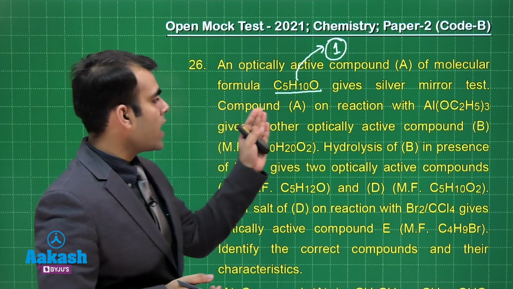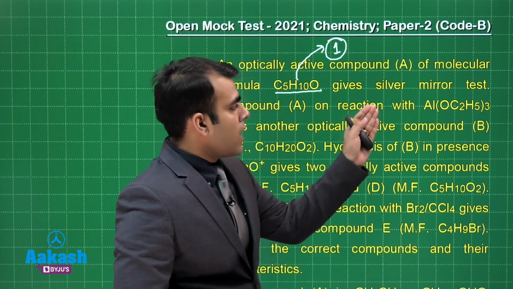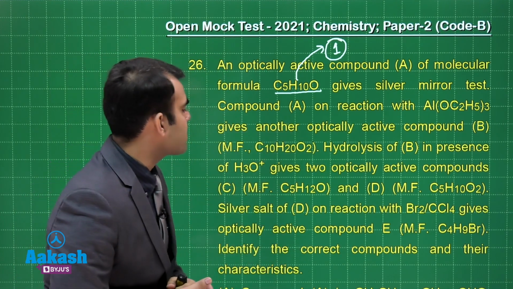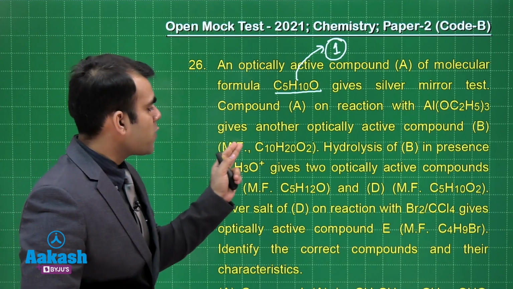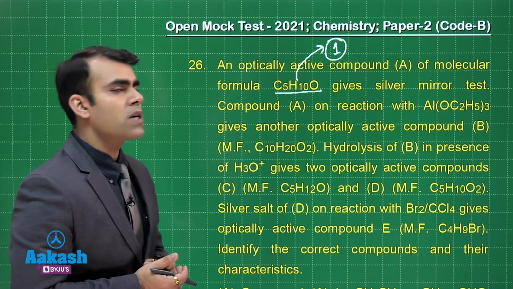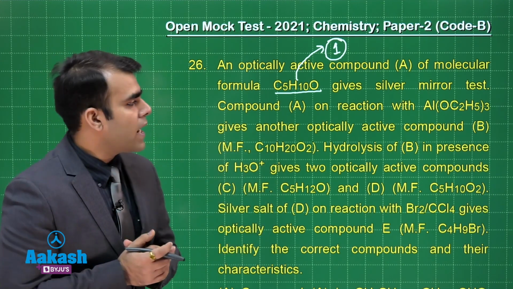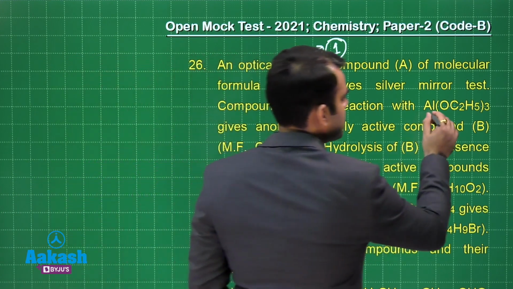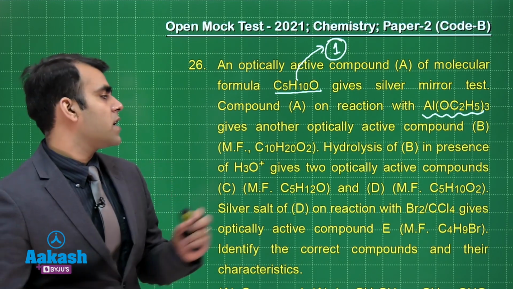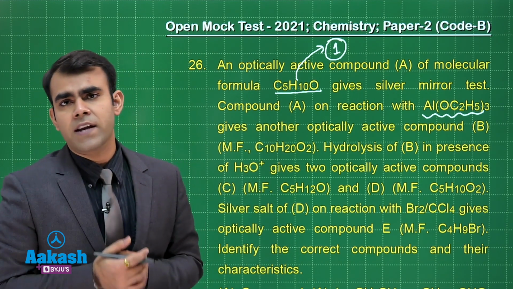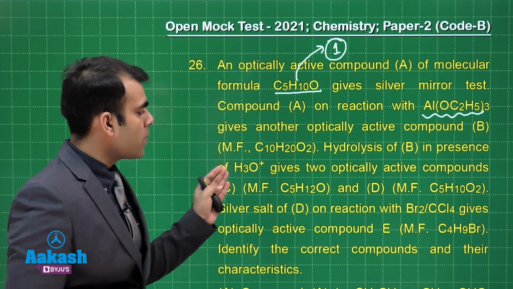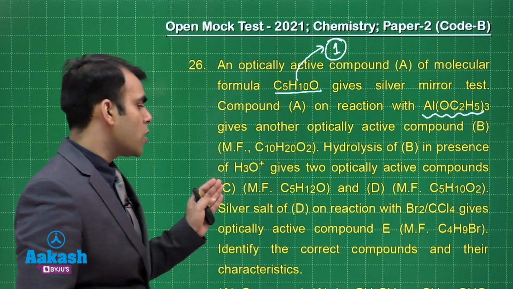Now, after that, compound A on reaction with aluminium alkoxide, that is aluminium ethoxide, gives another optically active compound B of molecular formula C10H20O2. Now, here you can see that the number of carbon atoms becomes double. It means that two groups are combining, and from the reagent you can predict what this reaction is. This reaction is basically the Tishchenko reaction. So, from an advanced point of view, that reaction is very important. Then after that, what is happening is hydrolysis of B in presence of H3O plus gives two optically active compounds of molecular formula.